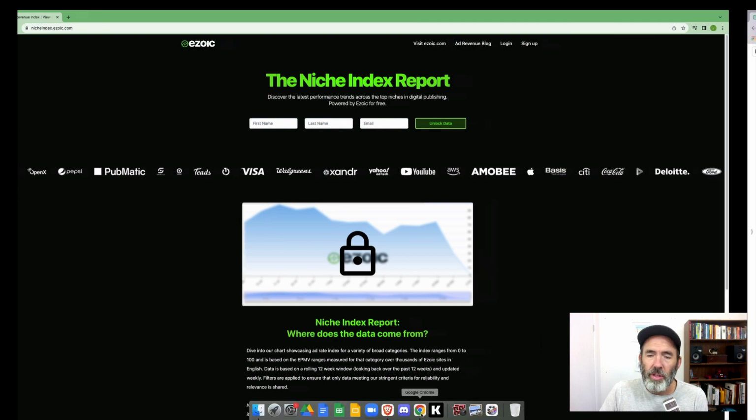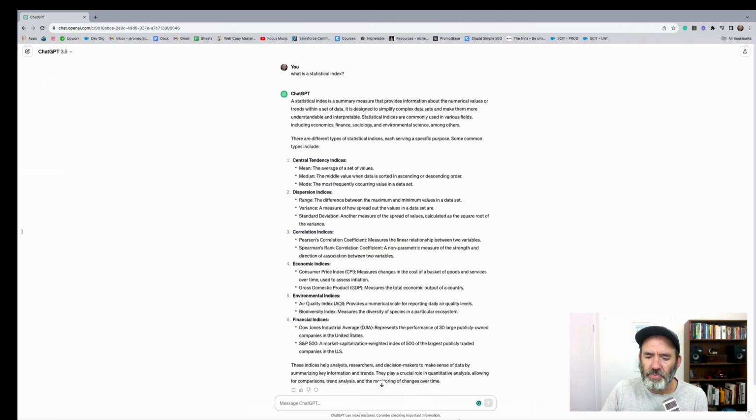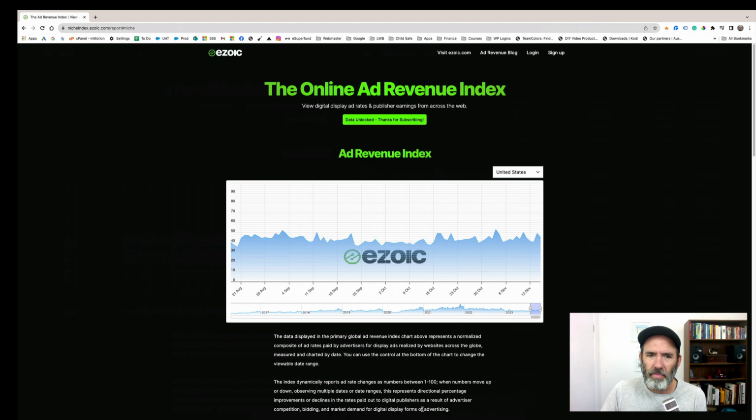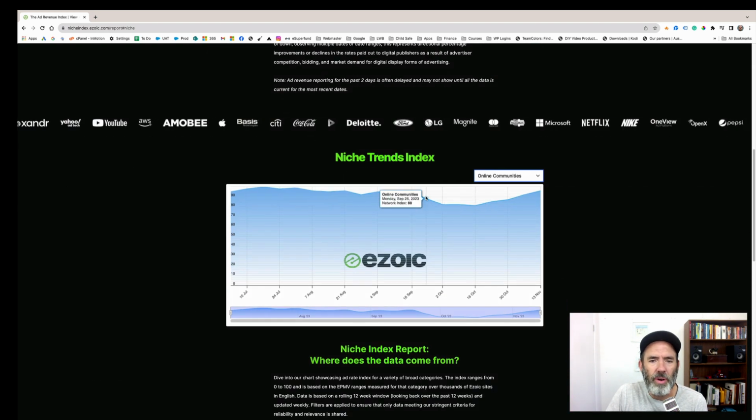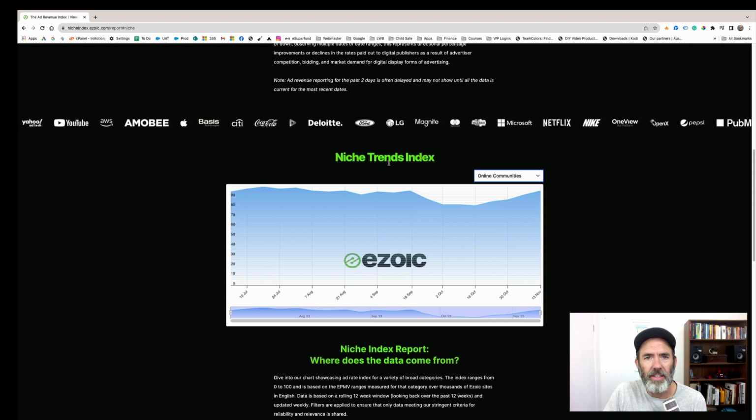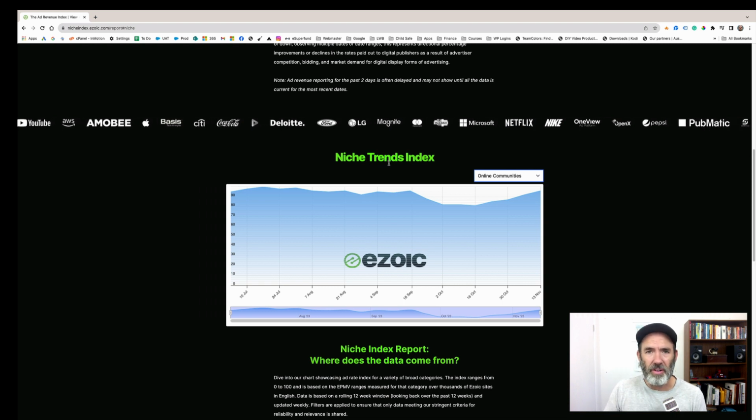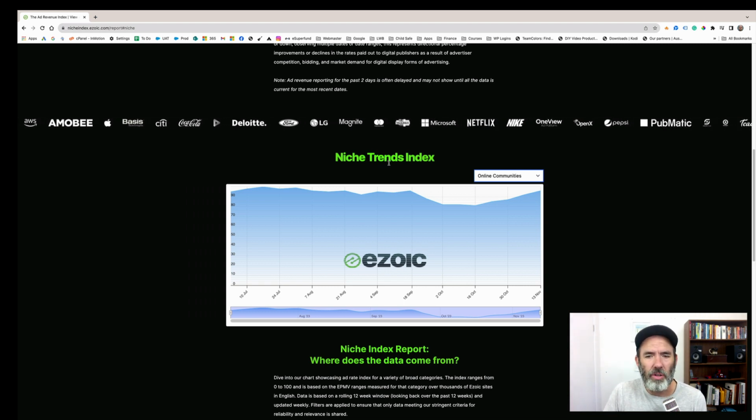But in terms of what it looks like once you get behind the paywall, once you enter your name and email, you'll see this message: data unlocked, thanks for subscribing. There are two main indexes that they've made available here. Firstly, there's a country level index. This gives data going as far back as 2016, so you can see how a certain country's ad index has performed over time. Below that, if you scroll down, there's what's called the niche trends index, where you can see how ad rates are performing for certain niches and compare between those niches.